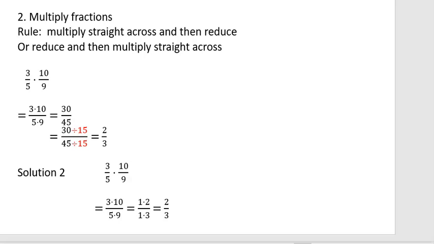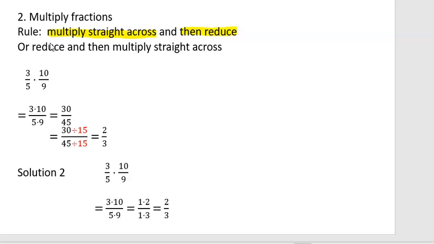Now in this video, we're going to look at how to multiply fractions. We do have to memorize a rule, which is to multiply straight across and then reduce. There's another way, the order, so we have two steps. One is to multiply straight across, which means the top number times top number, bottom number times the bottom number. But after that, you have to reduce your answer.